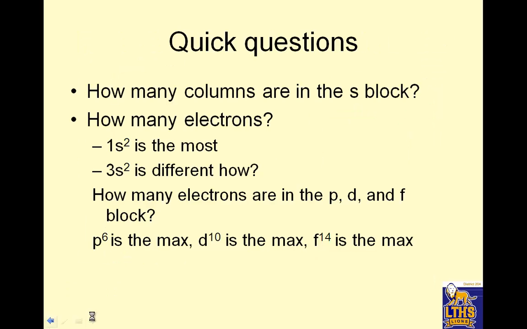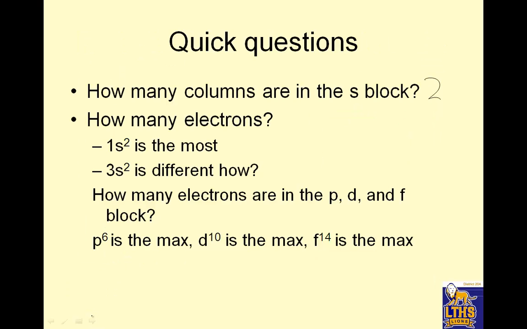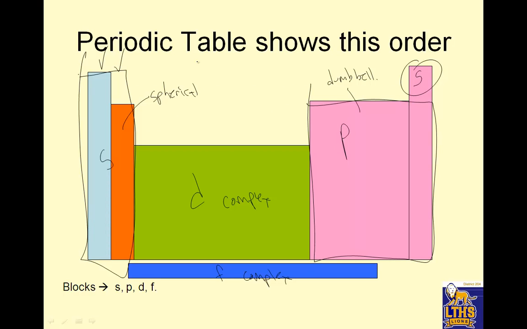How many columns are in the S block? Let me go back. One column, two columns. How many electrons? Two. So 1s2 would be the first row, 1s1, 1s2. Second row would be 2s1, 2s2. Third row would actually be 3s1, 3s2. Fourth row would be 4s1, 4s2. So that's the way that we describe it.